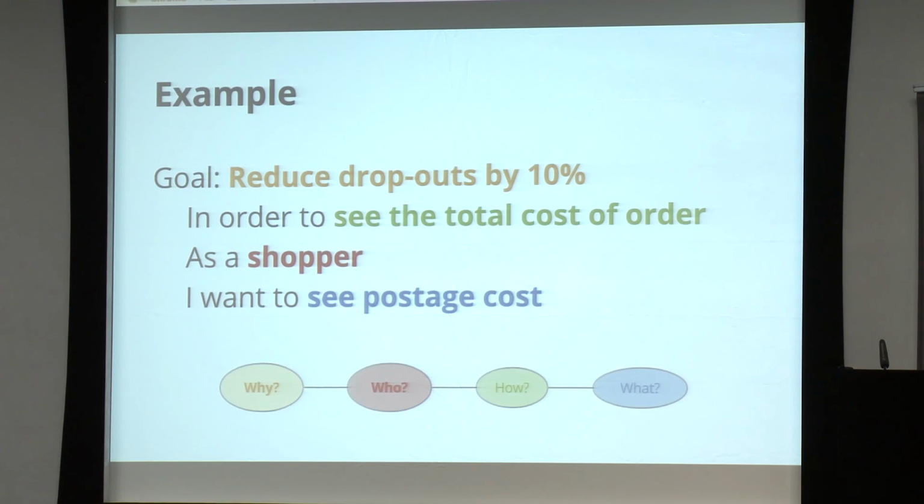So when you define your goals, you have a why, which is, in this example, reduce your dropouts by 10%. You have who, an actor, which is your shopper, and you define how, seeing the total cost of the order. You know what to do. It's to show the postage information or postage cost on the checkout. So this is how you read it, and this example can easily become your definition of your feature.